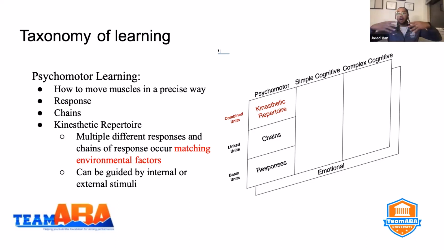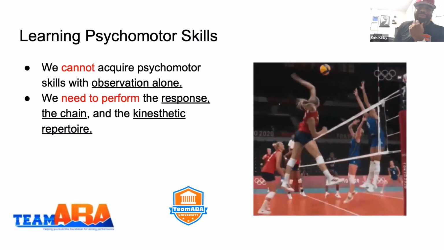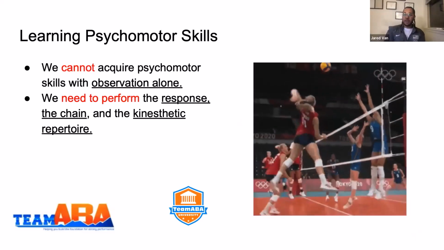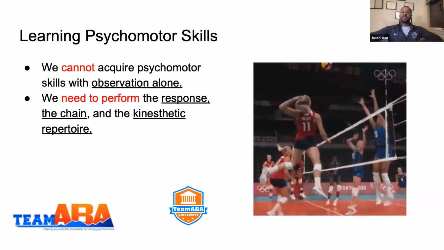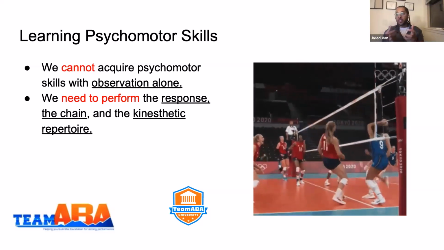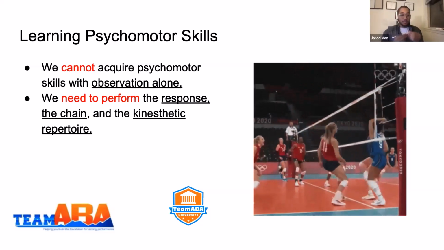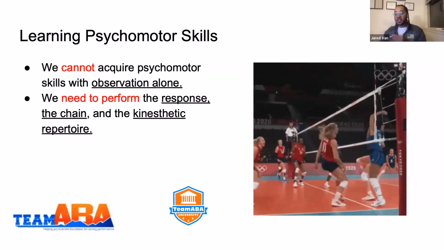And they can be guided by internal kinesthetic stimuli or external stimuli, such as how it feels when you hit a golf ball, and also seeing if that golf ball sliced or went in the right direction, or if you landed in the sand like I have done a few times. Like we all have done. Yeah, that bunker. So when we're learning psychomotor skills, we can't acquire them just by observing other people. We need to actually perform the response or the chain or the kinesthetic repertoire. So this means that simply telling is not teaching. There needs to be more.